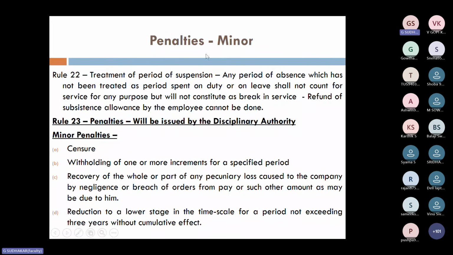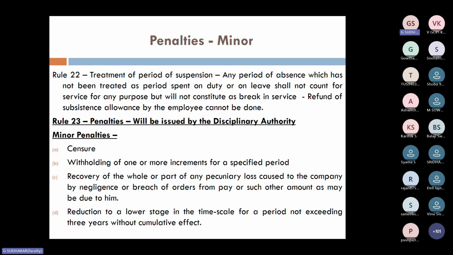Very important slide. Rule number 22 says treatment of period of suspension. 20 important, 21 important, 22 important. Any period of absence which has not been treated as spent on duty or on leave shall not count for service for any purpose, but it will not constitute a break in service. Refund of subsistence allowance by the employee cannot be done. Treatment of period of suspension.